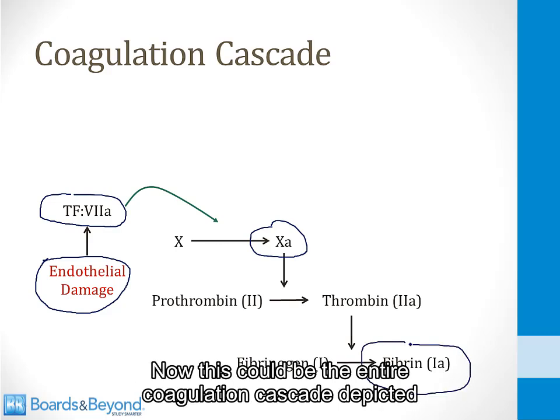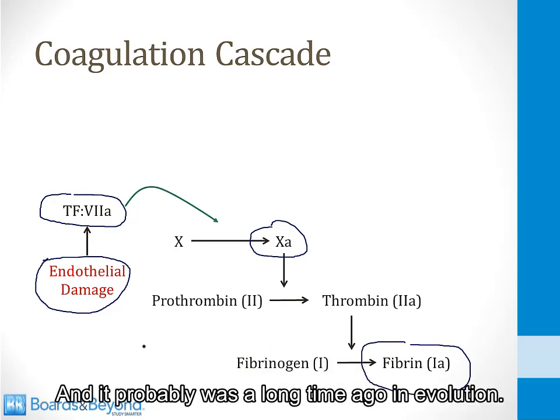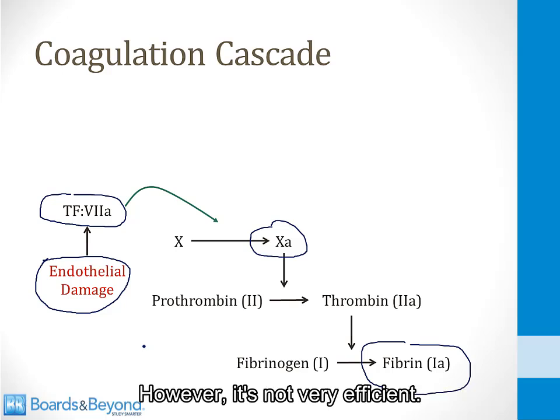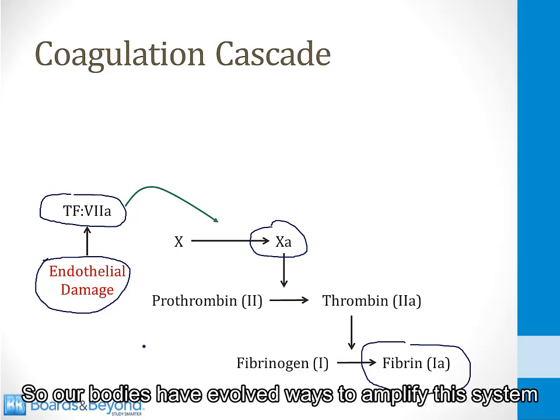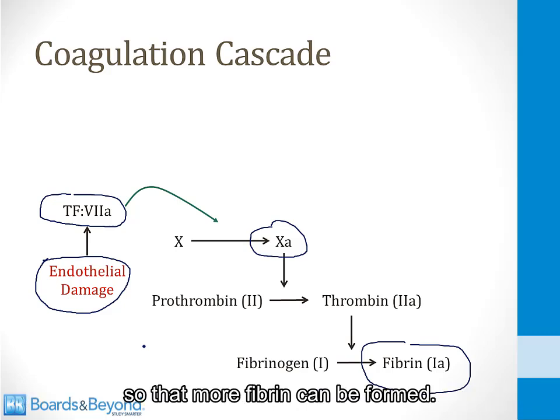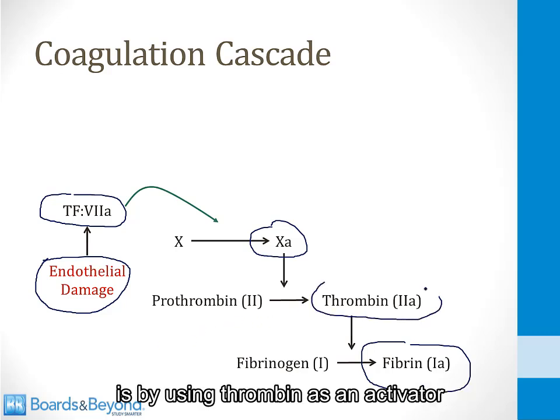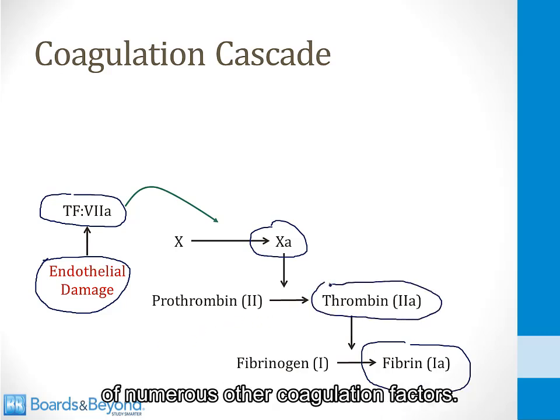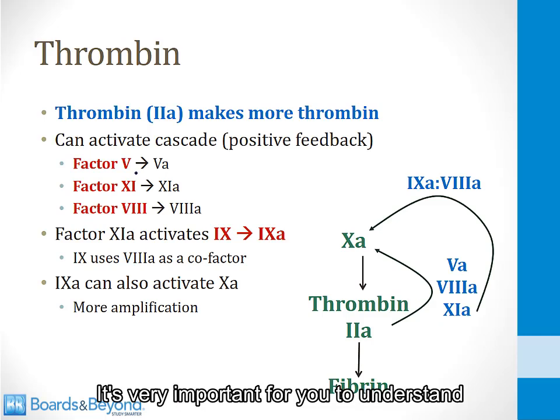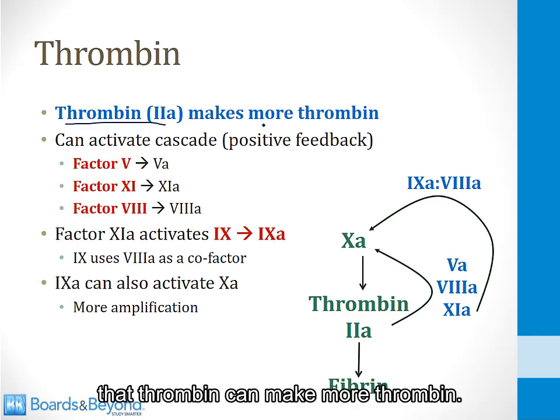Now this could be the entire coagulation cascade depicted on the screen here, and it probably was a long time ago in evolution. However, it's not very efficient, so our bodies have evolved ways to amplify this system so that more fibrin can be formed. And the way that our body amplifies this system is by using thrombin as an activator of numerous other coagulation factors. It's very important for you to understand that thrombin can make more thrombin.